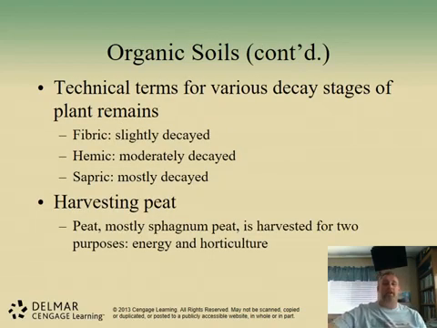So there are a couple technical terms that have to do with organic soils. There's fibric, that's going to be your slightly decayed, your first portion. There's hemic, which is moderately decayed, and there's sapric, which is mostly decayed organic soil. So these are the three different stages of plant remains in organic soils.